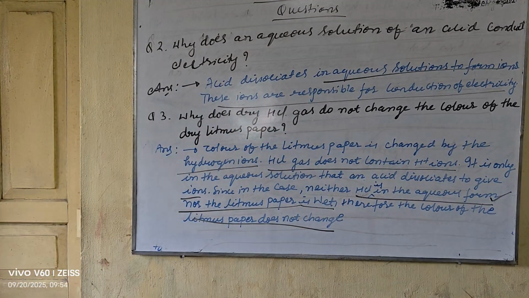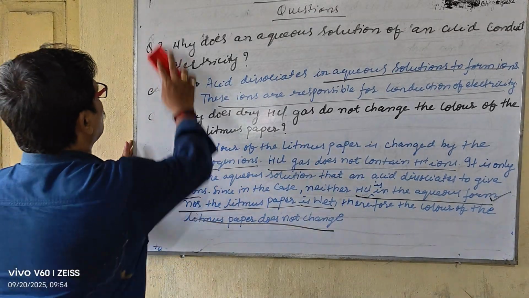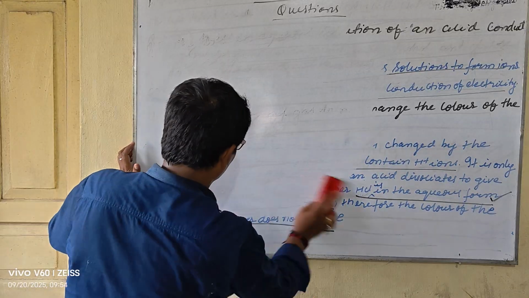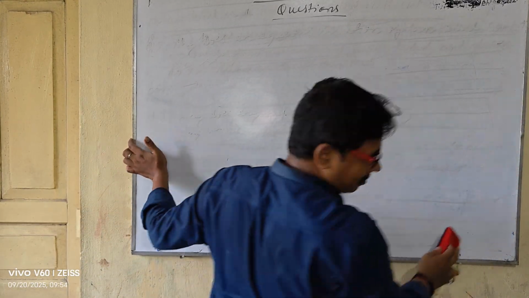Question number 3 this is. And right now, question number 4 and 5. What is question number 4 and what is question number 5? I am going to teach you question number 4 and question number 5.